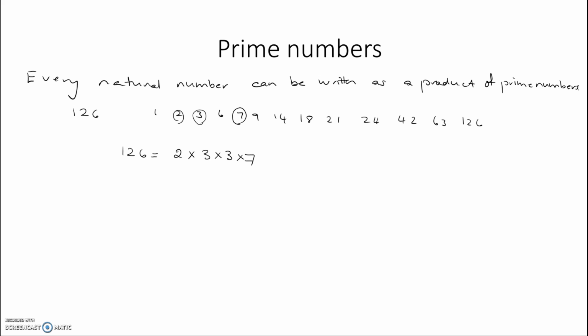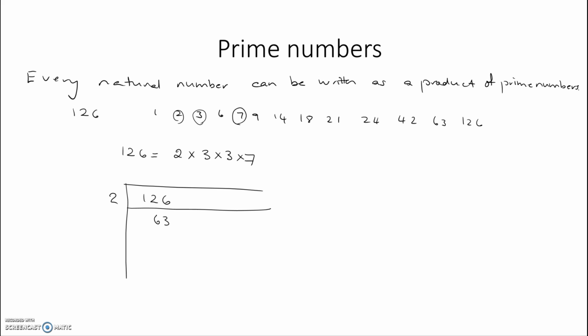Now, you can do this on your calculator, or you can do it like this. What we do is we successively divide the number by increasing prime. So let's start off with 126. And let's divide it by the smallest prime number, which is 2, and we get 63.